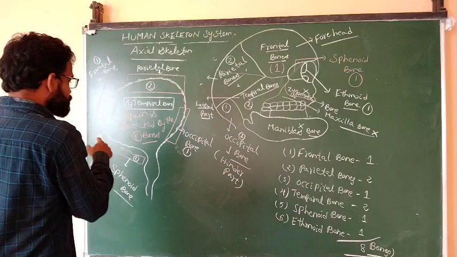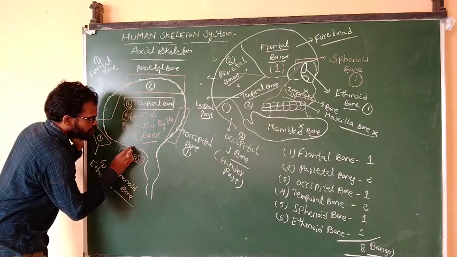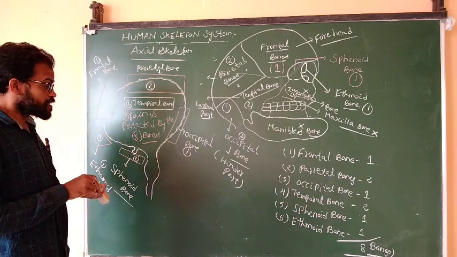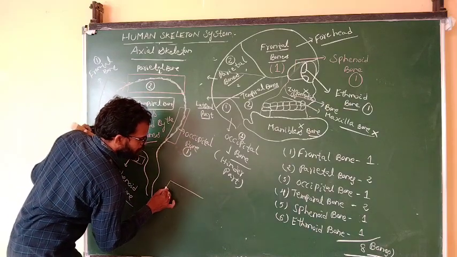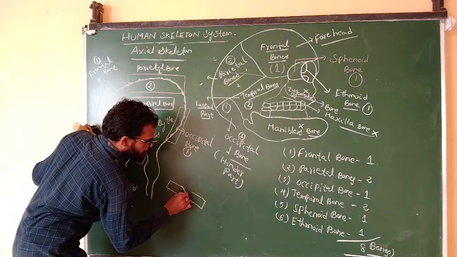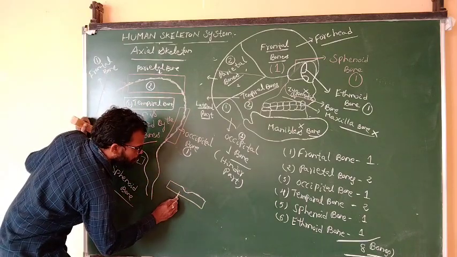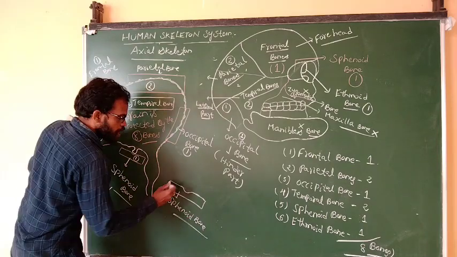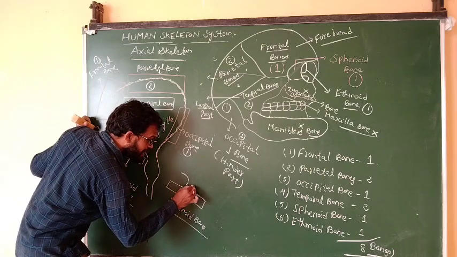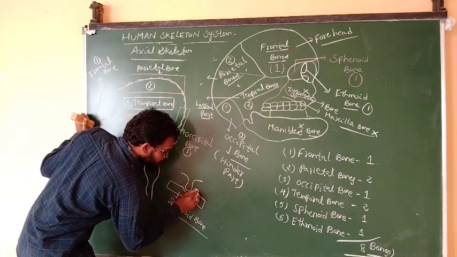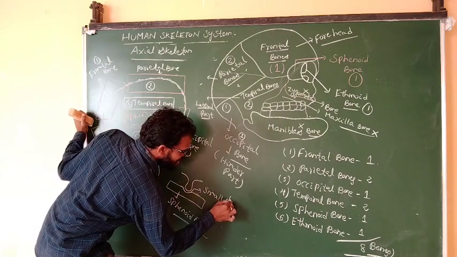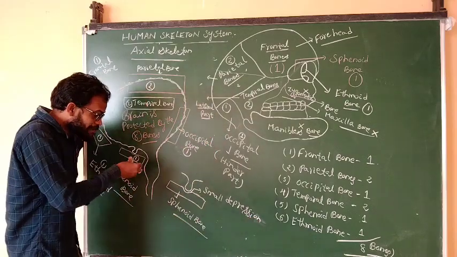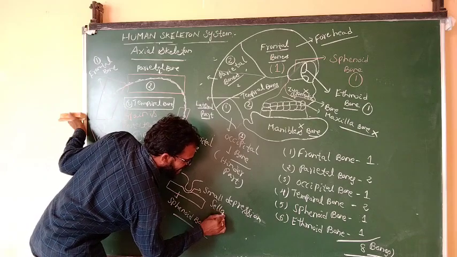If you observe the sphenoid bone, see here, it is a sphenoid bone. The small depression of the sphenoid bone is known as the sella turcica.